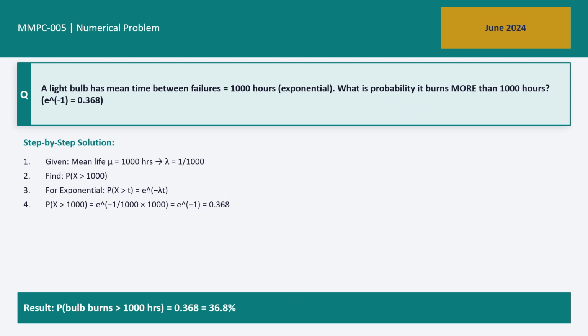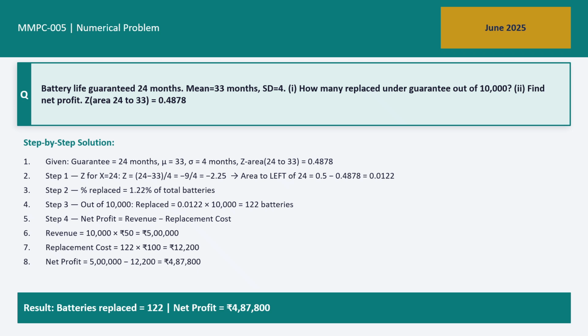Now let us move to normal distribution problems. For example, when mean and standard deviation are given, we convert values into z-scores and use standard normal tables. Like in the battery life question, we calculate z value and find area to determine percentage replaced and then compute profit. Always follow a step-by-step approach for such numericals.